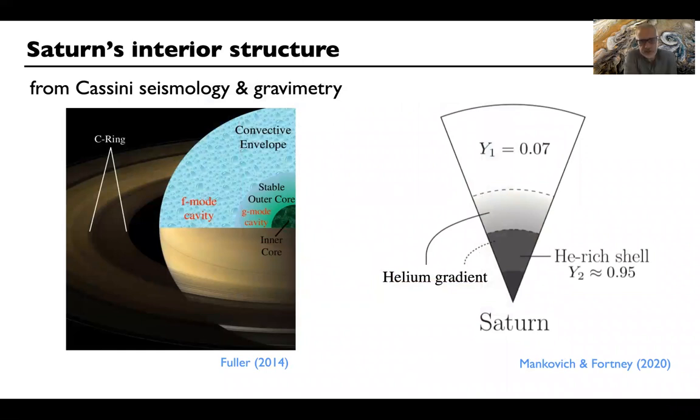In Saturn, briefly, there's been some significant advances as well, and this is thanks to seismology that's been done through the determination of oscillations in the rings of Saturn. We know that Saturn has some stable zones where g modes can propagate and interact with the f modes. This is very important work by Jim Fuller. There's very nice work recently by Chris Mankovich and Jonathan Fortney to show how this impacts how we view the interior of Saturn, with probably a helium gradient and a helium shell on top of the core of Saturn, and maybe a dilute core as well in Saturn.